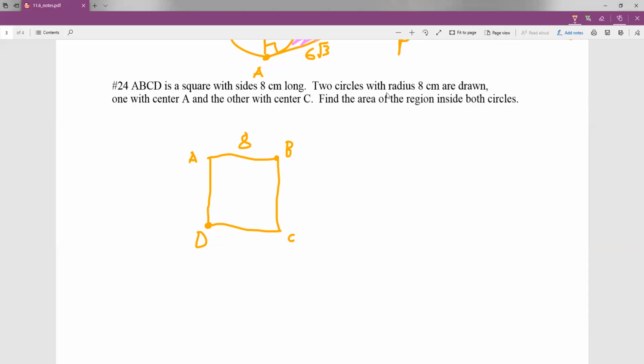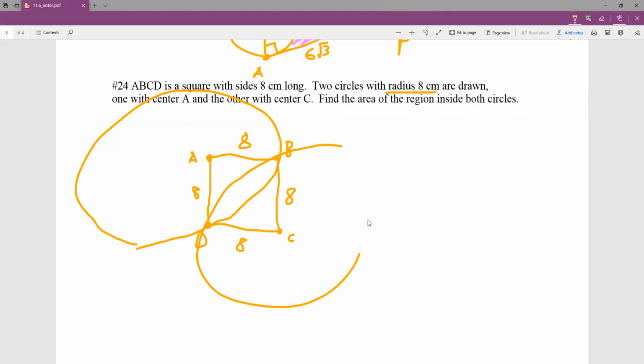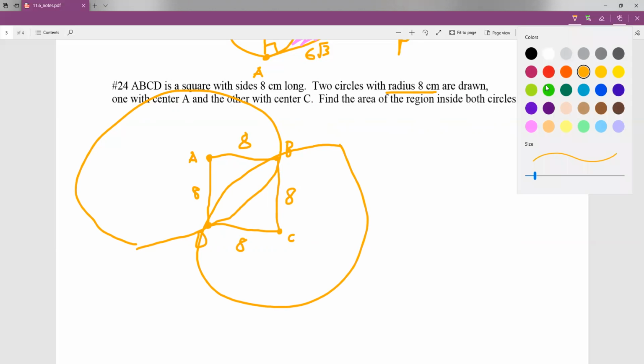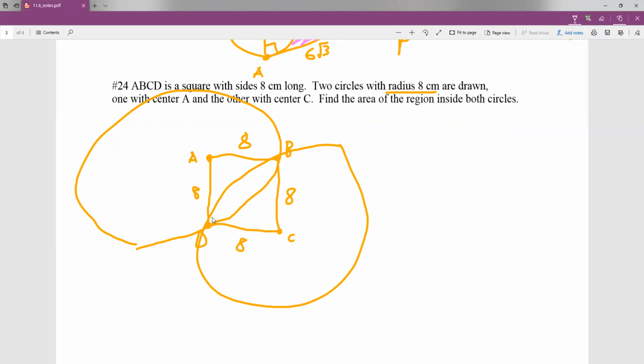So the circles have a radius of 8, which means that if my center of the circle is here at A and my radius is 8, it's going to go through points B and D. So it's going to look something like this, and big circle. All right, cool. And the other was center of C. So we have a center of C here. We have radius 8 and 8. So I'll draw a circle looking like this. Cool. Find the area of the region inside both circles. So the area that they want us to find here is this area.